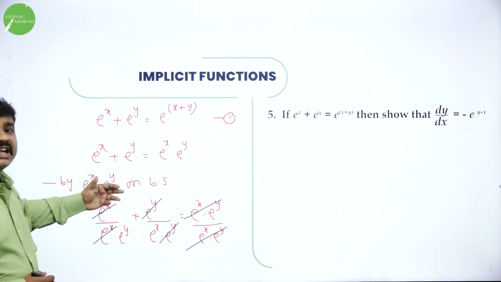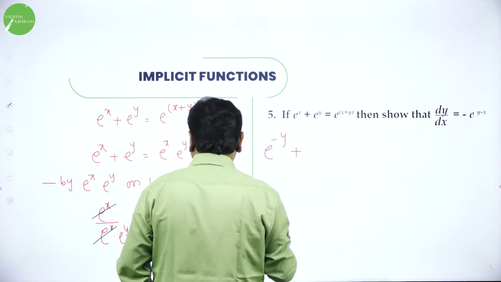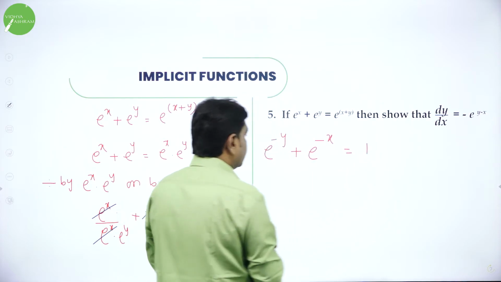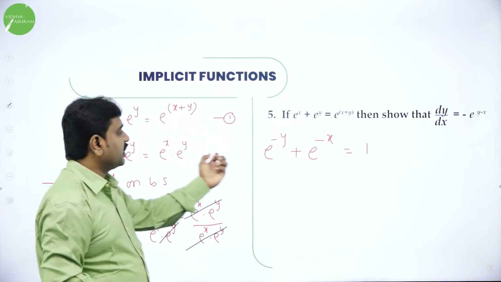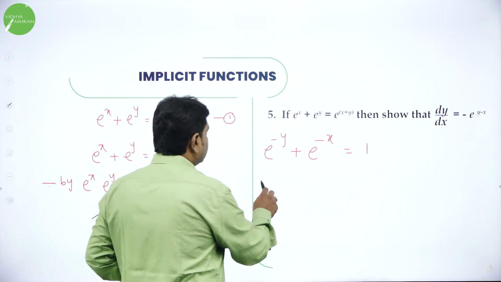1 by e power y, take it up, it will become e power minus y. And plus is there, put plus. E power x, you take it up, it will become e power minus x. Right side we have 1. Now this was the given problem, I reduced it like this. Now in one step you can differentiate. Now when you differentiate, the length becomes less.